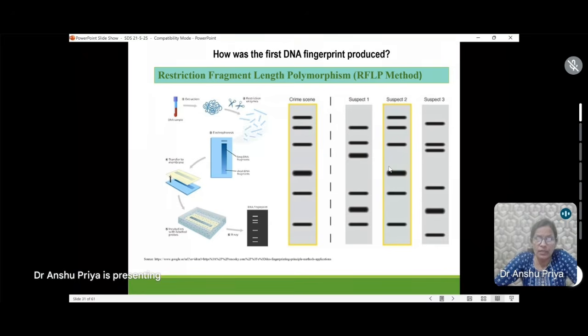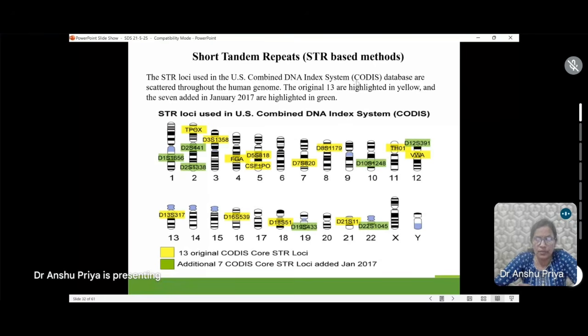Here I am able to see that the DNA profile of suspect 2 is matching with the crime scene. So in this way, we are able to identify the DNA profile. What is the problem with the old method? We need lots of DNA. So nowadays, the method that we are using is the STR-based method.